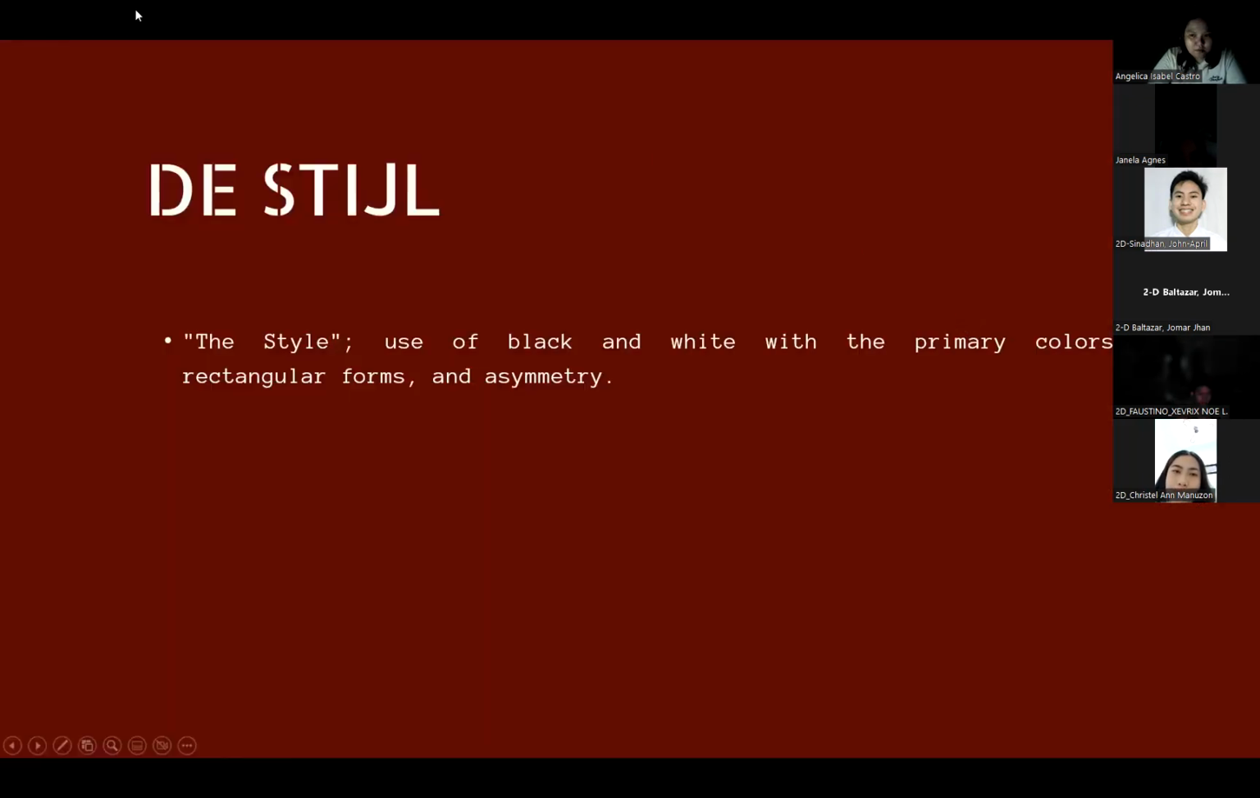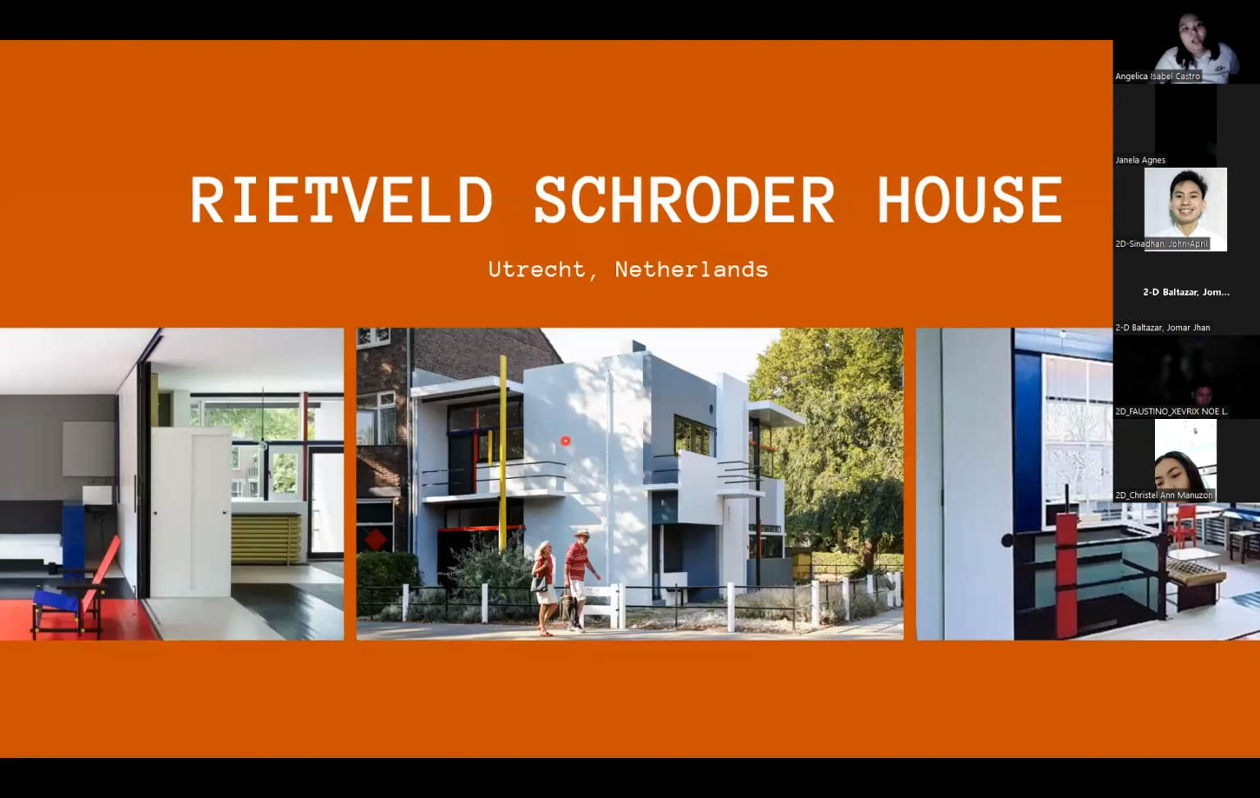This style, most commonly known as De Stijl, directly translates to the style. It's the use of black and white with the primary colors, rectangular forms, and asymmetry. Rietveld Schröder House in Utrecht, Netherlands. So, what can you say about this building? What can you say about this building in relationship to De Stijl, which is actually the style?